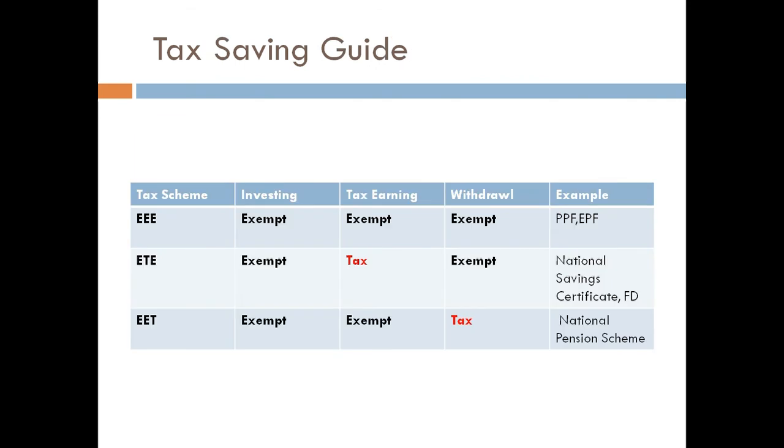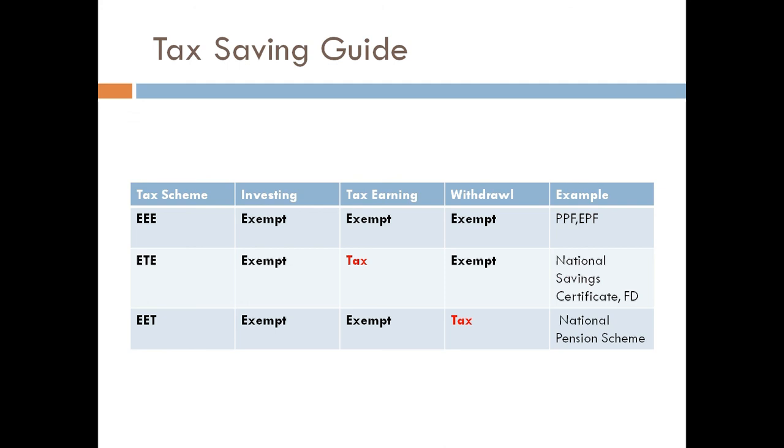So here I have listed out the schemes. E is for exempt. There are three phases I have mentioned: investing, tax earning, and withdrawal. So if the scheme gets the benefit of tax exemption at all three phases, for example PPF or EPF. If you open a PPF account and deposit money on a monthly or yearly basis, you will get exemption under 80C. So while investing, you will be getting a benefit.